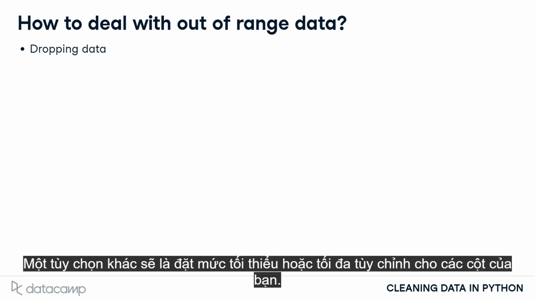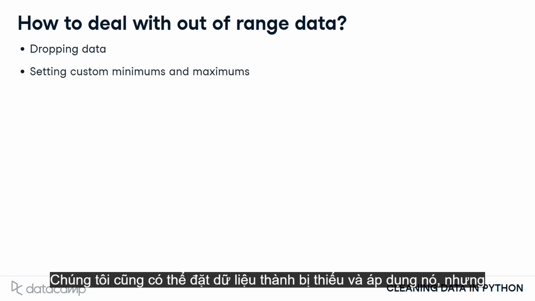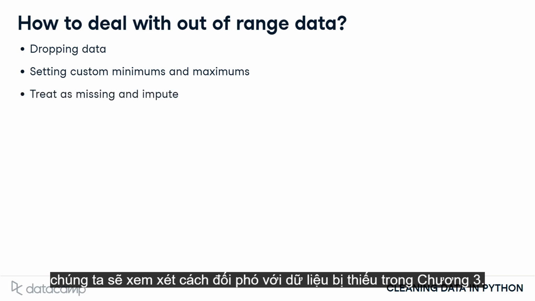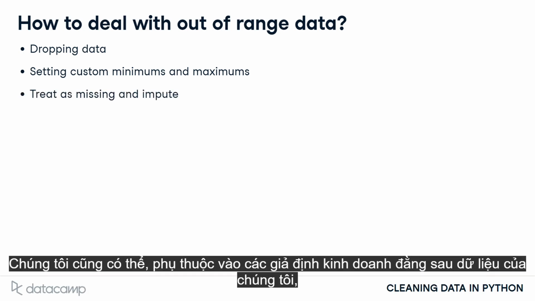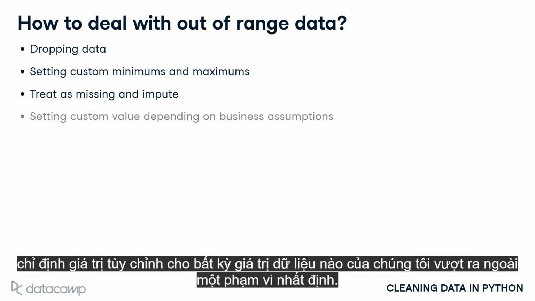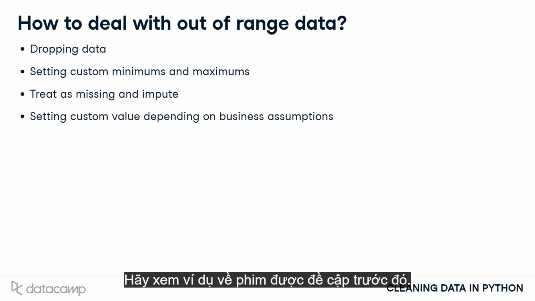Another option would be setting custom minimums or maximums to your columns. We could also set the data to be missing and impute it, but we'll take a look at how to deal with missing data in Chapter 3. We could also, dependent on the business assumption behind our data, assign a custom value for any values of our data that go beyond a certain range.